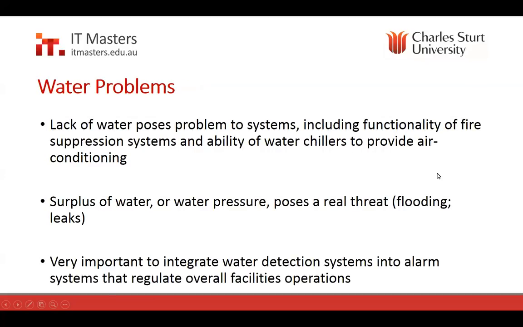All right, so water problems. Lack of water is generally a problem if it's to do with fire suppression systems, if you happen to have a water one, which again, I've said earlier, isn't always the best idea in a data center, but more importantly, water chillers, providing your air conditioning and helping regulate the humidity. So there may be some data centers or circumstances where a lack of water is actually an issue, which often is not thought about. Certainly a surplus of water or elevated water pressure can pose a huge threat with respect to flooding or leaking in your data center. That's an obvious one. So it's important to integrate water detection systems into alarm systems as well to ensure that if there's any extra moisture under your false floors or in your ceilings or anywhere else that it shouldn't be, then that's detected very quickly so you can jump on it, because it can obviously be a real threat.